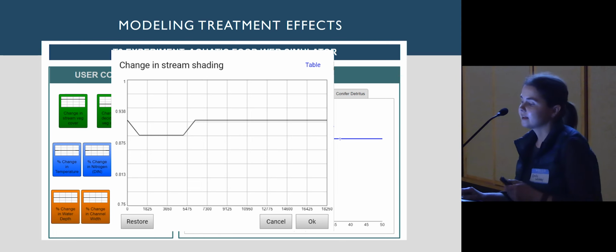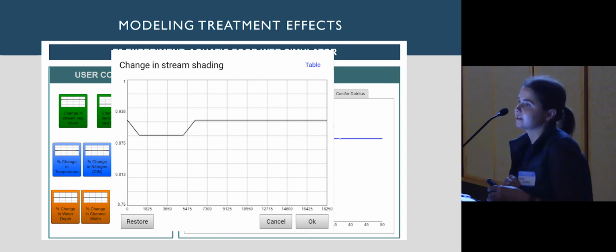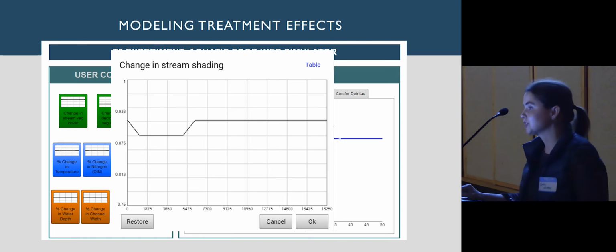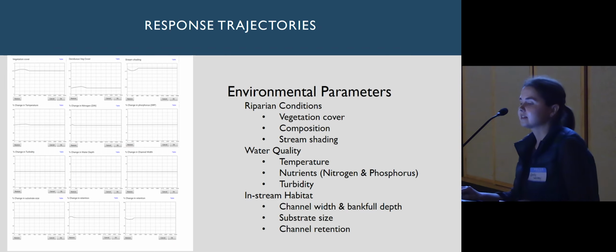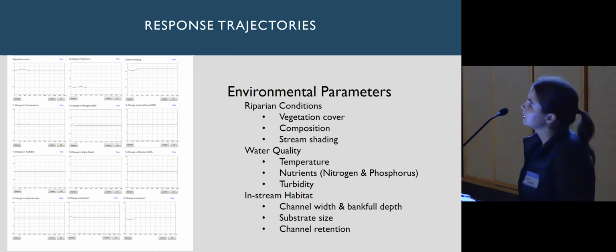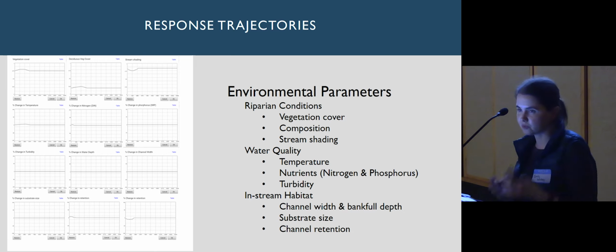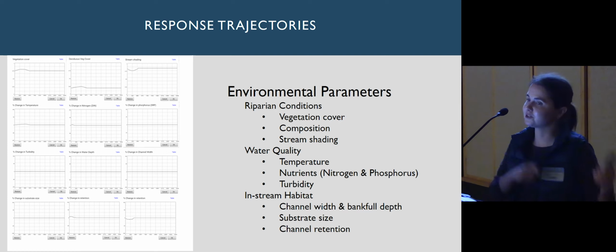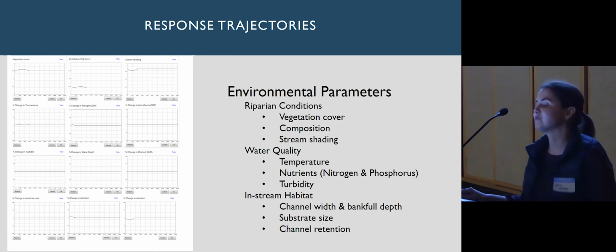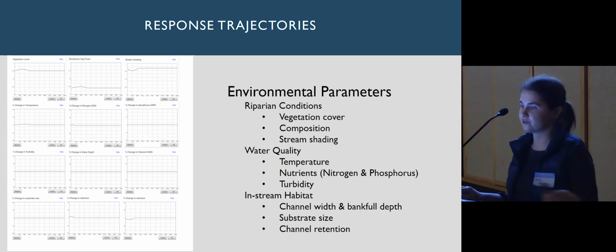So again, this part of the modeling exercise relies on local knowledge and expertise about what's happening in the systems, and then the available data that we have for these T3 sites. So at the end of this exercise, we had a series of response trajectories. Basically, we determined that there were about 12 different parameters that we were looking at that we think would change in response to these treatments. And for each of those parameters and each of those treatments, we had these different drawn-out trajectories of how they change.